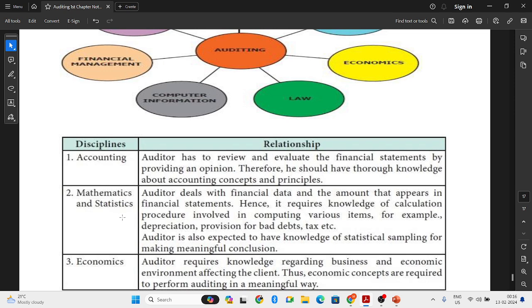Next, mathematics and statistics. What happens while preparing the financial statements? Certain calculations have to be done. Various computations should be done, like depreciation and provision for bad debts, for example. So he might use certain mathematical and statistical tools for that. So the auditor is related with this particular discipline also.